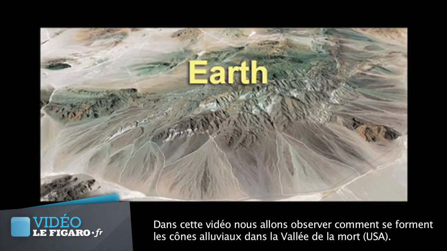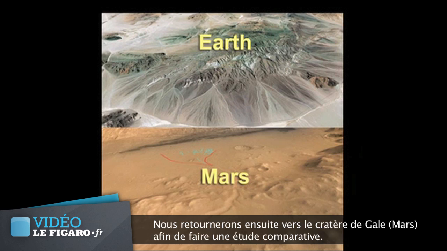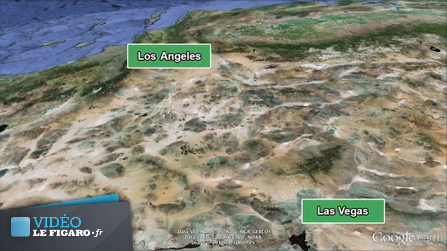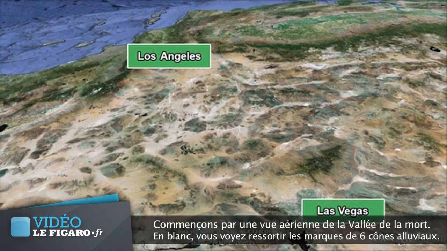In this video, we're going to take a look at fans in Death Valley and explore how they form, and then travel back to Gale Crater and explore the relationship between the fan and the landing site as well. So we'll begin with a flight into Death Valley.